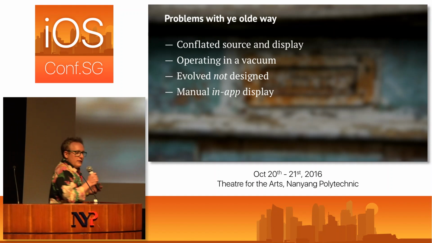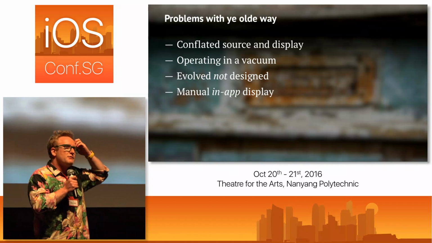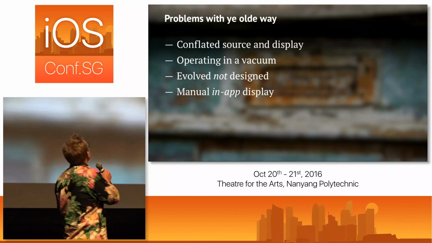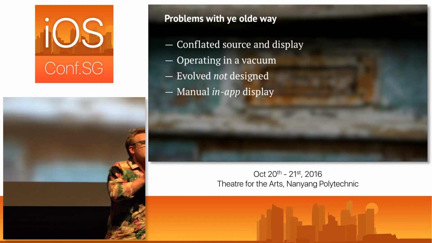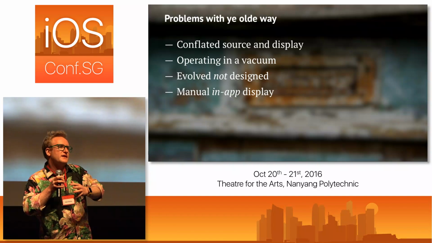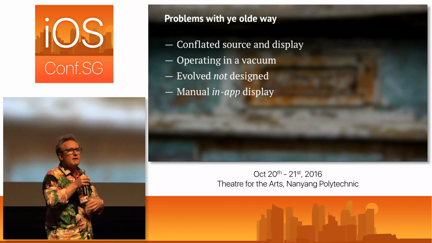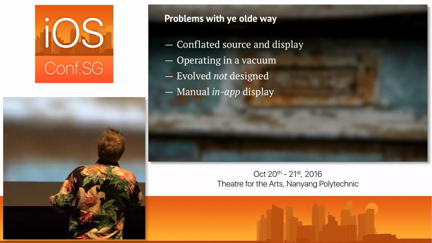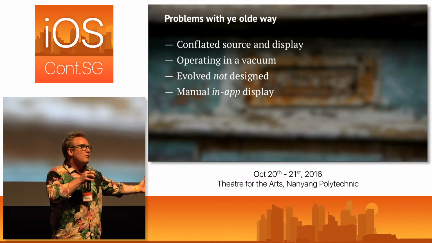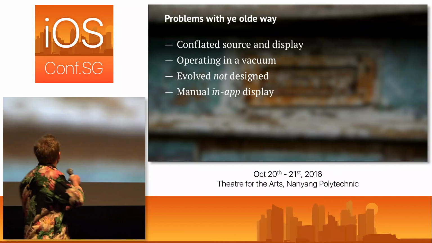So, they've existed for a very long time. Many versions of iOS, I'm not a historian, but they've evolved over time. So what are the problems with the old way? They conflated source and display. That means that local notifications were mixed in with push notifications and the display of those notifications, which became more challenging when privacy became a thing as well. You're operating in a vacuum. You have no idea what notifications are scheduled, what they're going to do. You can't really interact with them.